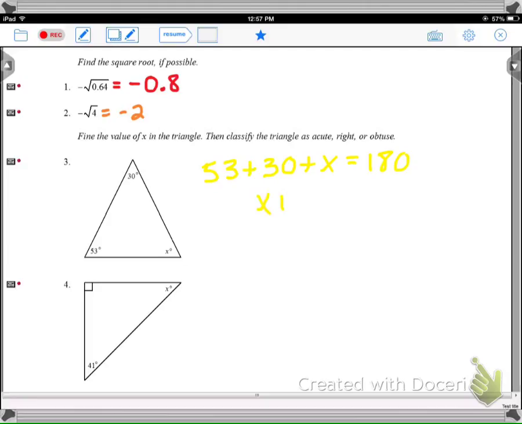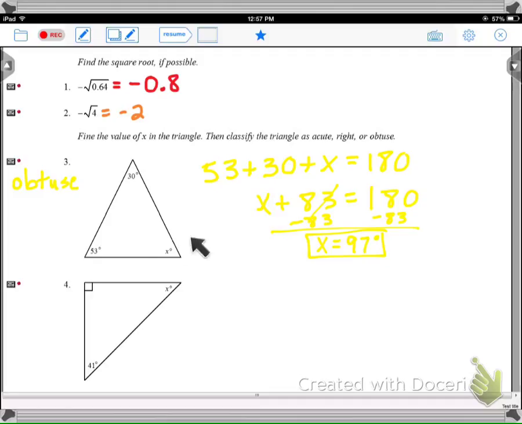Alright, so that makes x plus 83 equal 180. And so now I'm just solving this algebraic equation. I need to move this plus 83 to the other side, so I do a minus 83 on both sides. And that gives me x equals 97. So that angle is 97 degrees. Now I know this triangle has a 30-degree angle, a 53-degree angle, and a 97-degree angle. Now that makes this an obtuse triangle.